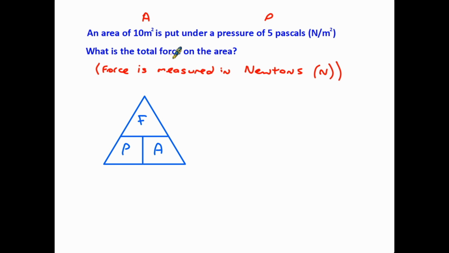So, putting all this complicated unit thing to one side, we have the area, we have the pressure, we are looking for the force. So let's put our thumb over the force. That means we are looking for pressure times area. Pressure is 5 multiplied by area, which is 10, which equals 50. That is the force. Force is measured in newtons. Therefore, the answer is 50N.